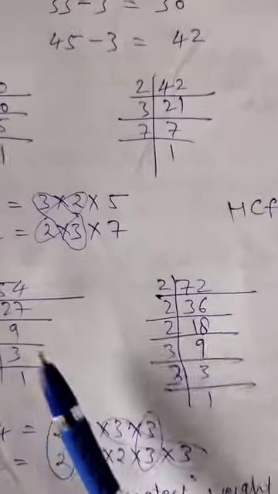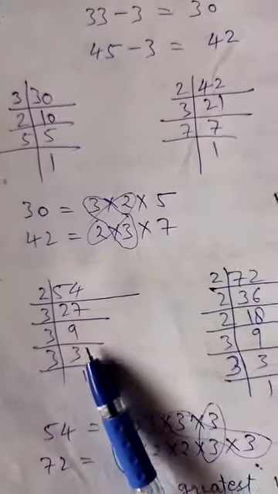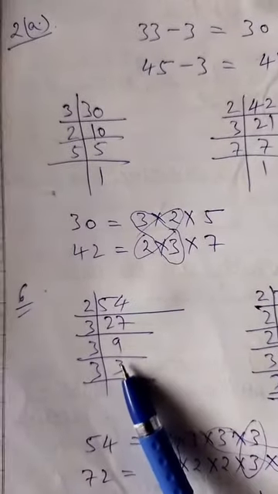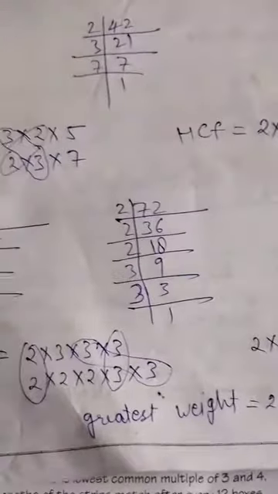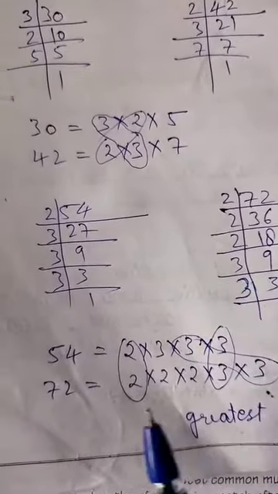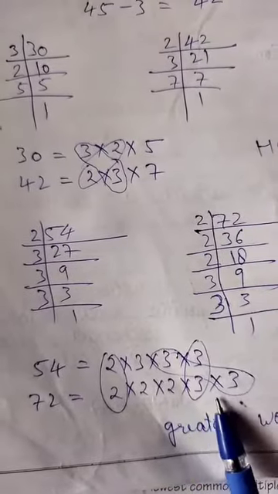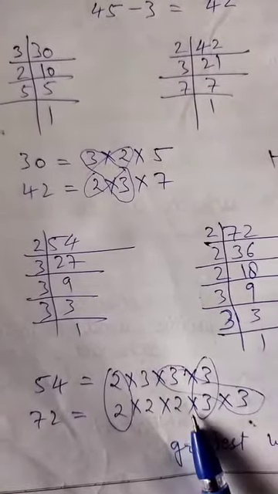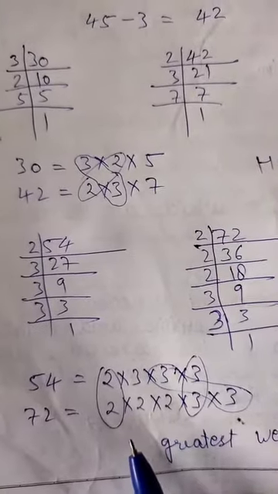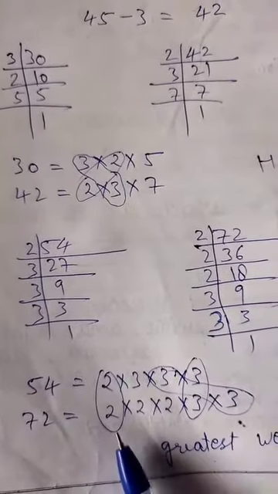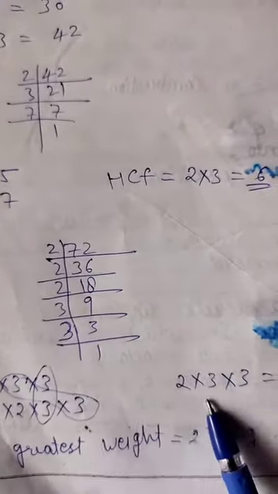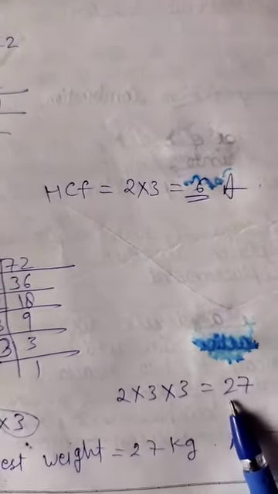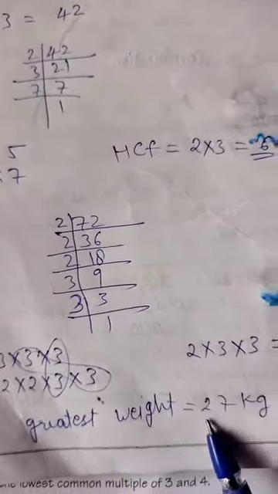So you will do the factors of both the numbers. These are the factors of 54, and here are the factors of 72. Now after finding the factors, you have to write them in multiplication form. Then take out the common. So you will get common 2, 3 and 3. Now you will multiply these numbers, 2 into 3 into 3. You will get 18. So the greatest weight is 18 kg.